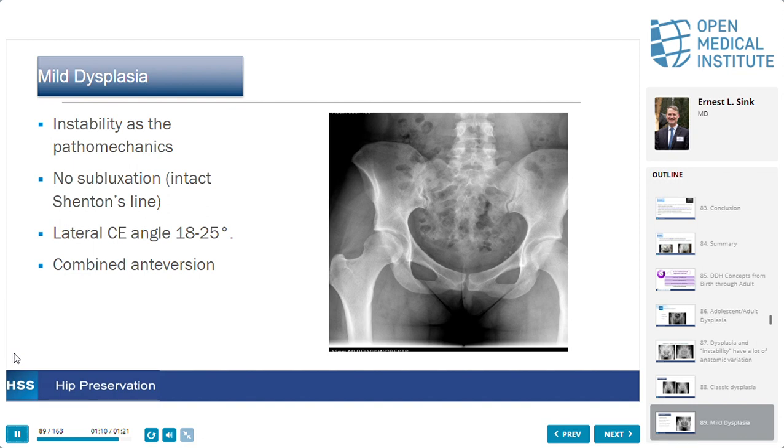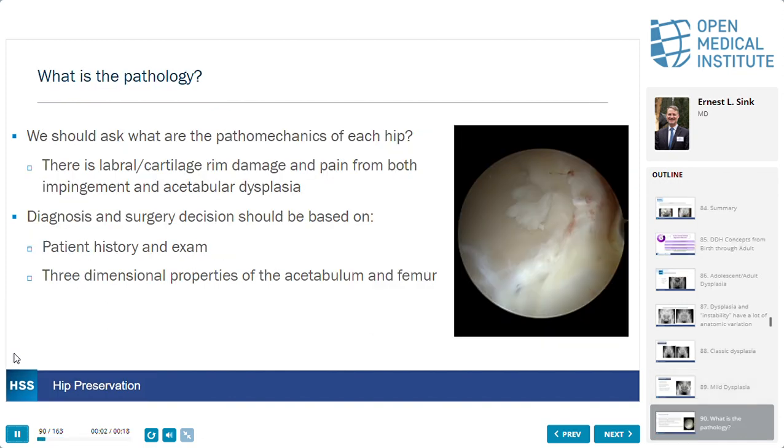So we call this a mild dysplasia, meaning to me it's two types. You have a Braken-Shenton's line, the hip is going to wear out, or you have Shenton's line intact and you have dysplasia and it may or may not wear out. So we should ask, what are the pathomechanics of each hip? There is labral and cartilage damage and pain from both impingement and dysplasia. The diagnosis and surgery decision should be based on the history and exam and three-dimensional properties.